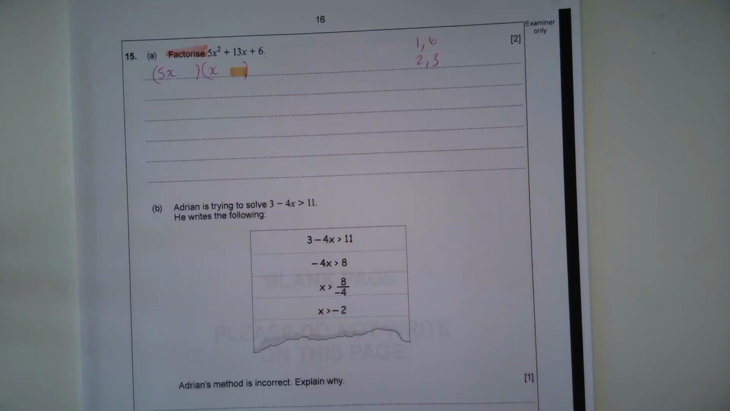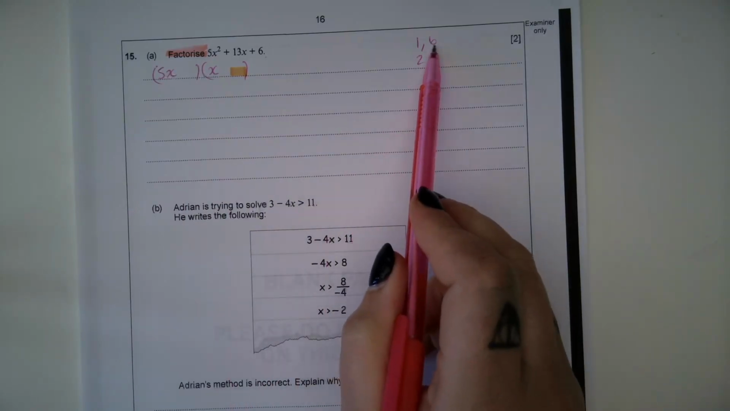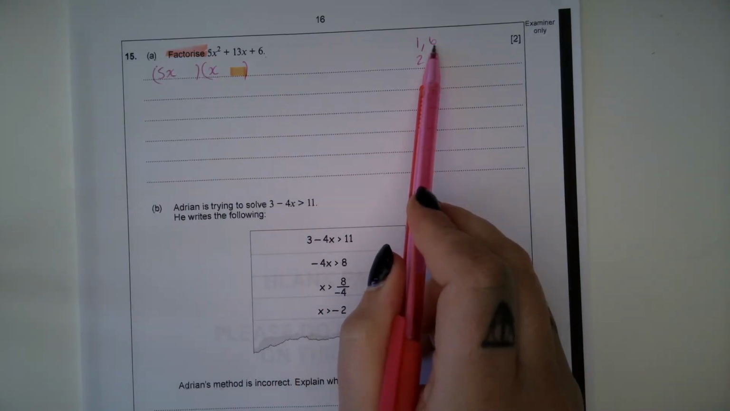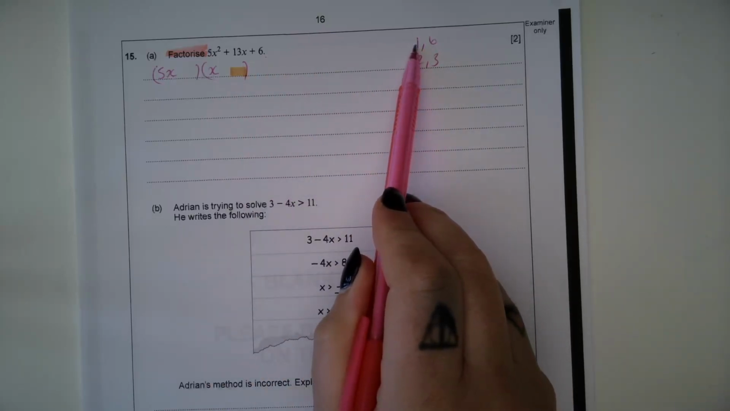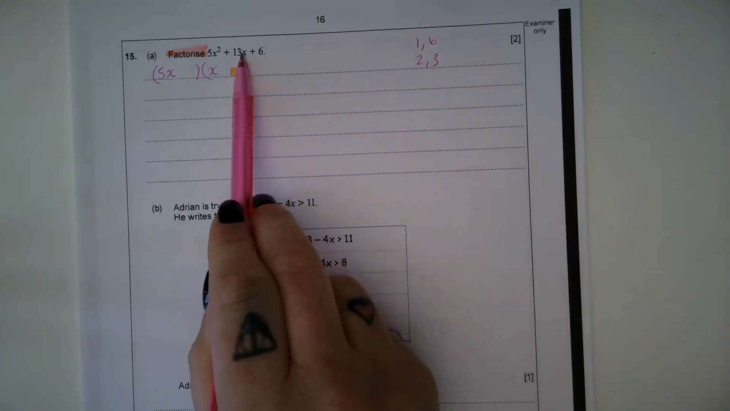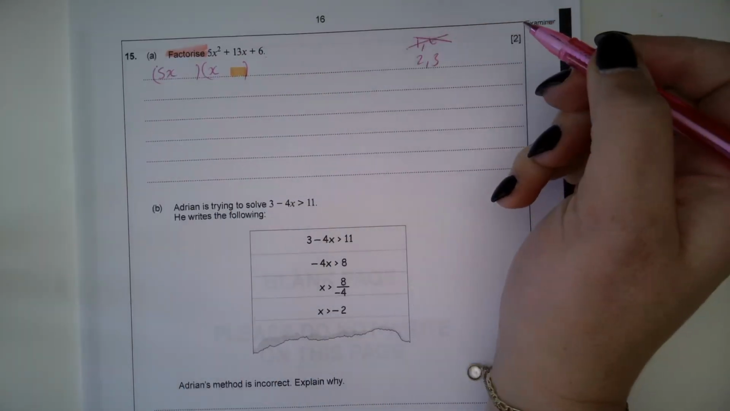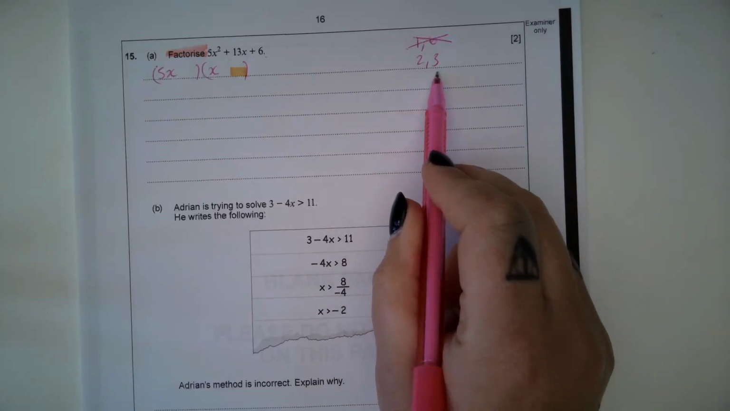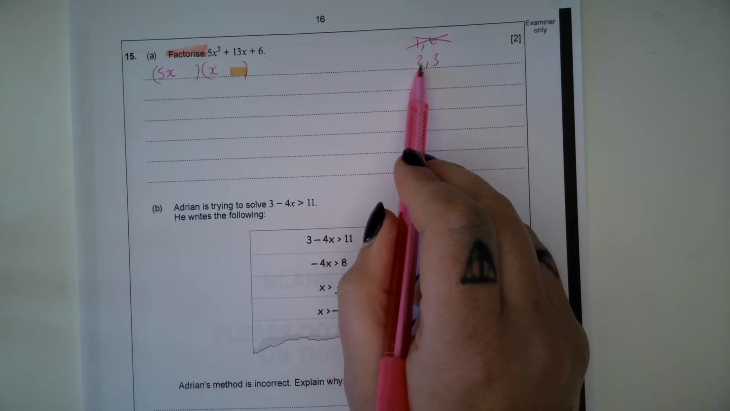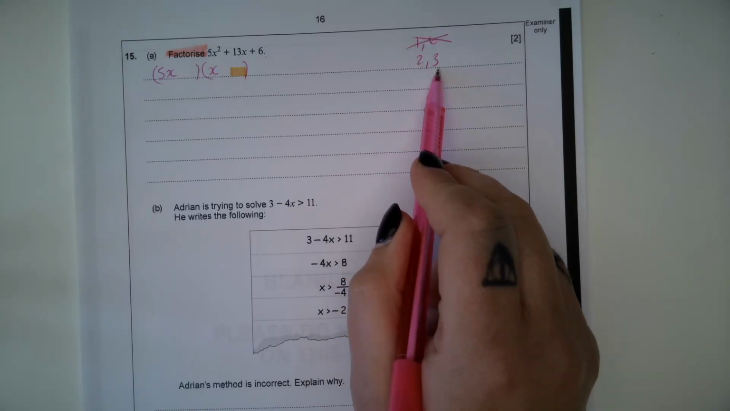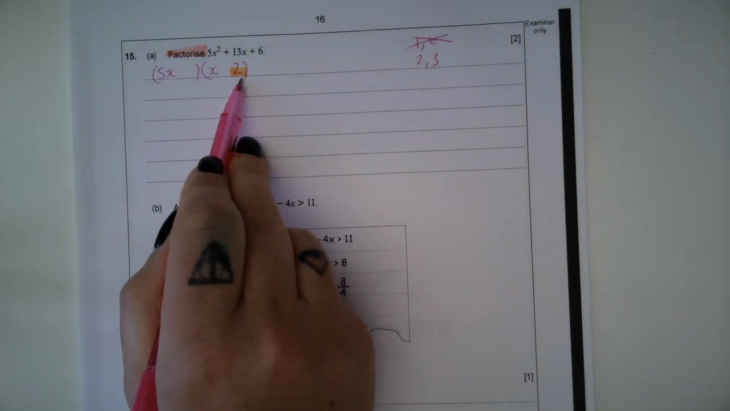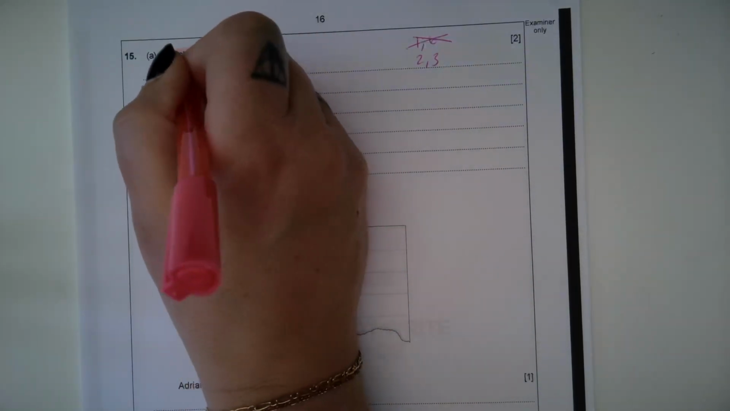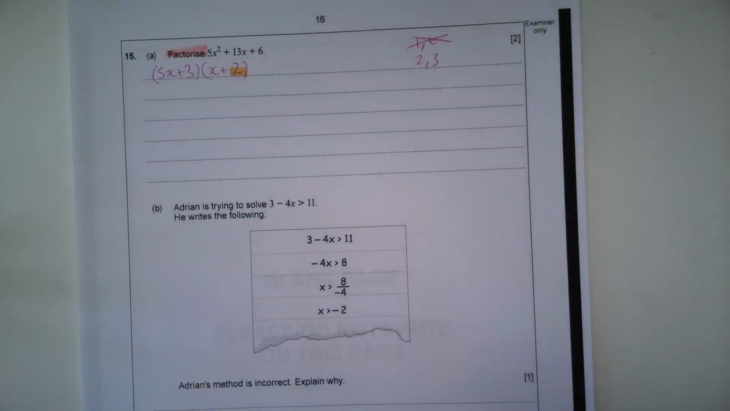So let's think about this. If I multiply 6 by 5, that's 30. 30 plus 1 is not 13. If I multiply 1 by 5, that's 5. 5 plus 6 is 11, not 13. So this is not the pair that we're looking for. This is the pair that we're looking for, but which way round do we put them? Okay, well 2 multiplied by 5 is 10, and then if we add 3, that gives us 13. So we want the 2 to be in the opposite bracket to the 5x, and we want the 3 to be inside the other bracket.